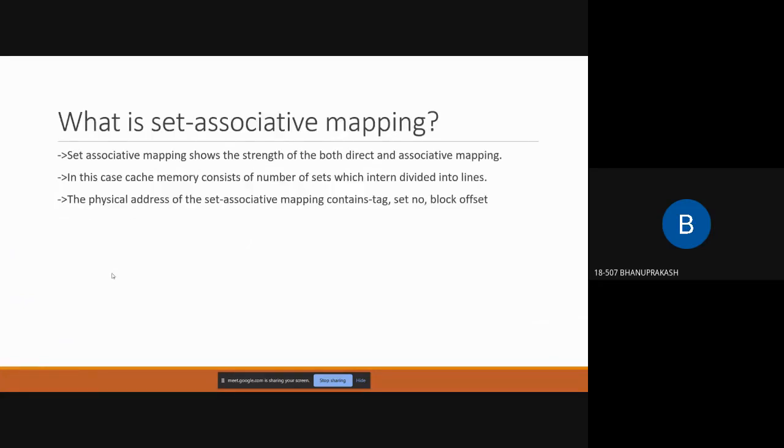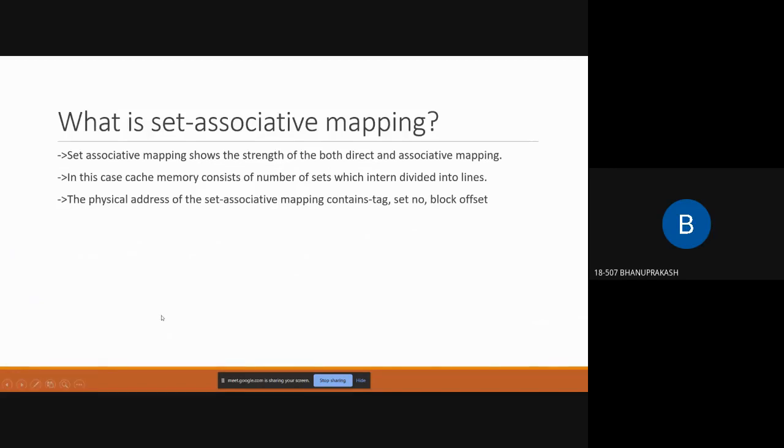So what is set associative mapping? Set associative mapping shows the strengths of both direct and associative mapping. Basically, set associative mapping inherits the properties and strengths of both mapping techniques, that is, direct mapping and associative mapping. In this case, cache memory consists of a number of sets which in turn are divided into lines. We know that cache memory consists of lines, but the name itself says set associative mapping. These lines are divided into sets.